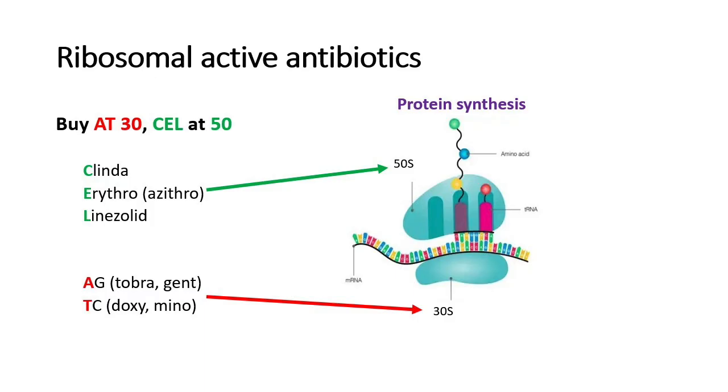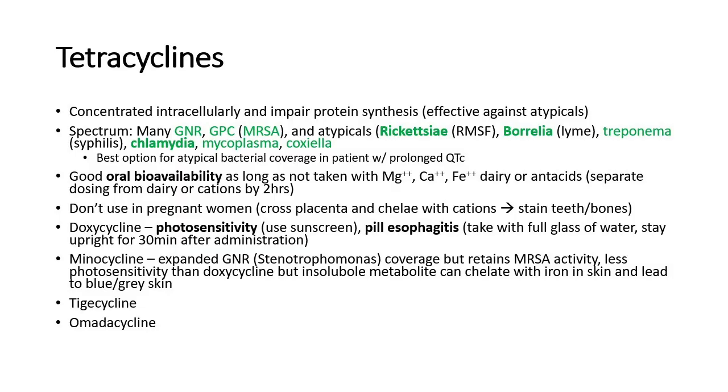All right, so now, from the cell wall agents, these are the ribosomal agents. A good portion of our antibiotics that we regularly use fall into this category. The macrolides, azithromycin, linezolid, and the tetracyclines. So the tetracyclines make good intracellular concentration. They impair protein synthesis through the ribosome.